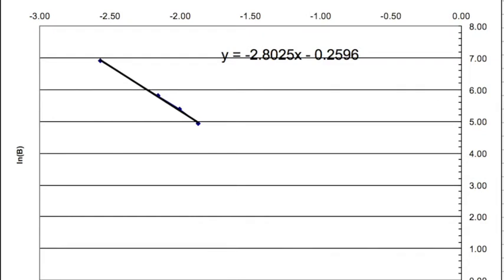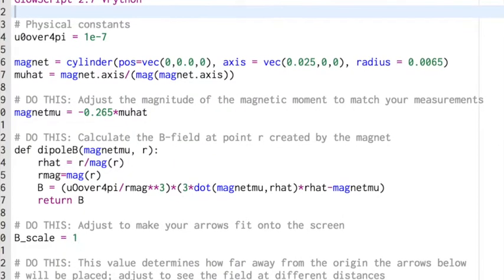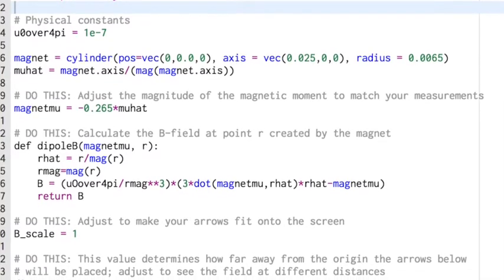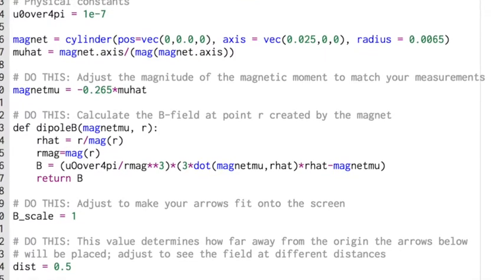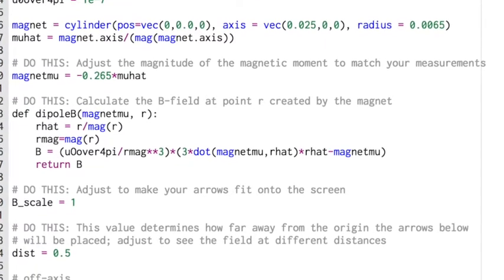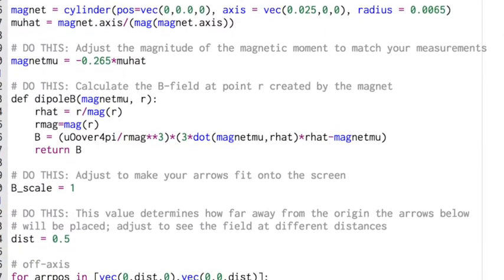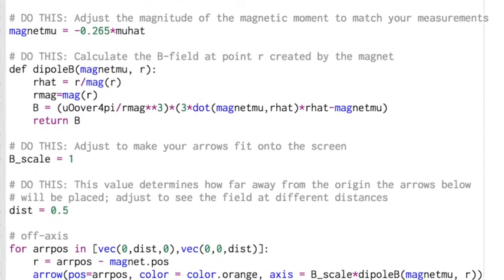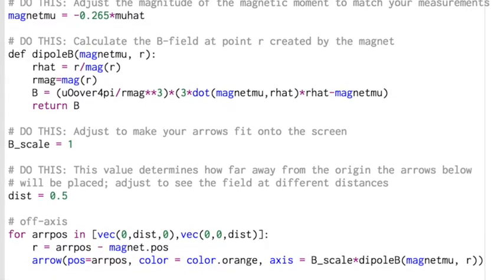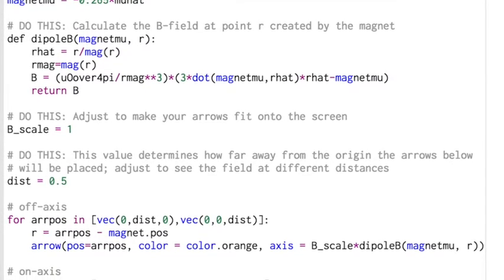Now on to the computational model. This model was designed to calculate and plot arrows for the magnetic dipole in various places in relation to the bar magnet to represent the breakdown of the direction of its magnetic dipole. Some key points to take note of in the code were that the magnetic moment was equal to the y-intercept of the graph obtained from our data.